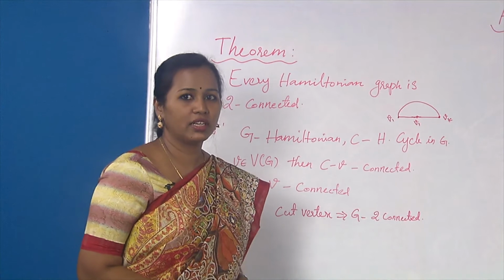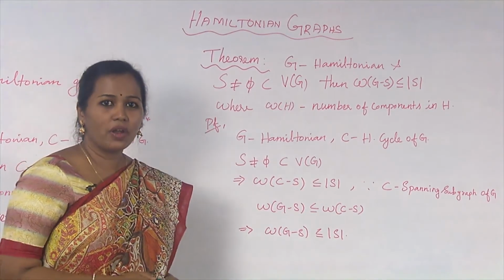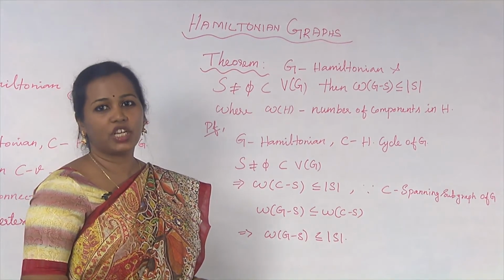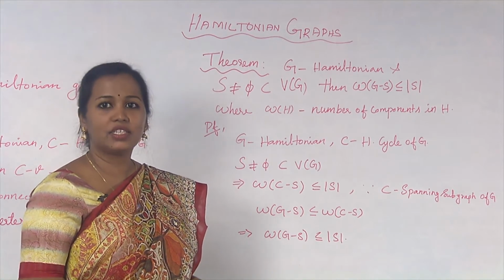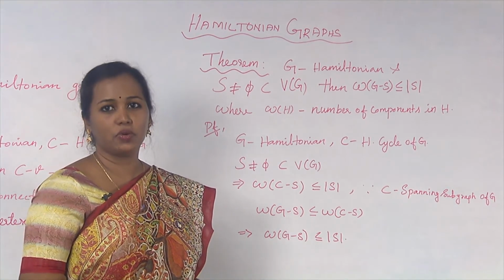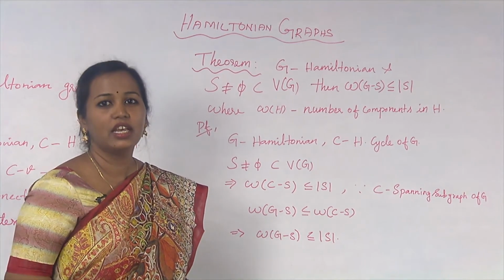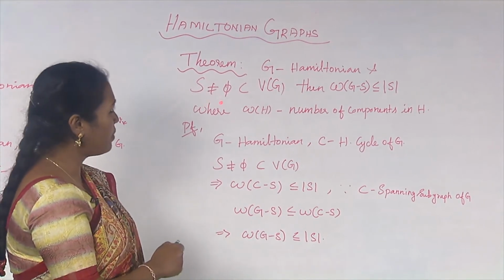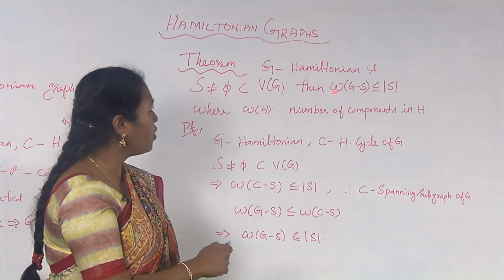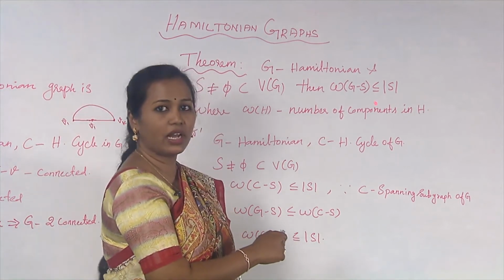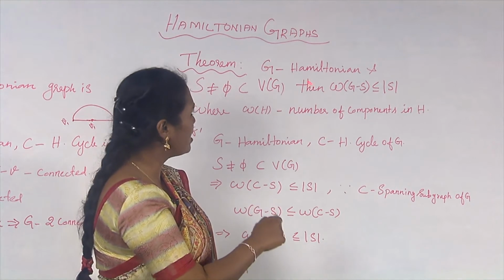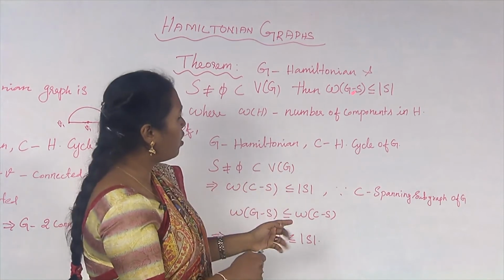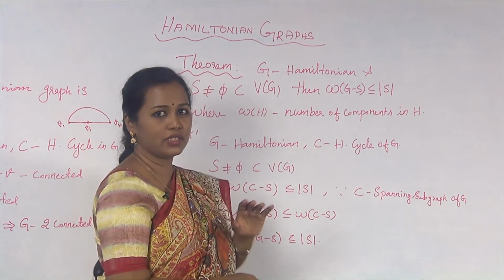Now let us see one more theorem. Let S be a non-empty proper subset of vertices of a Hamiltonian graph G, then omega of G minus S is less than or equal to the cardinality of S, where omega of H denotes the number of components in any graph H. This is a theorem we are going to see here. So we know that G is Hamiltonian, S is a non-empty subset of the vertex set of G, and omega of G minus S is less than or equal to cardinality of S. The statement is like a necessary condition for a Hamiltonian graph. So if a graph is Hamiltonian, then omega of G minus S is less than or equal to cardinality of S. That is the statement here.